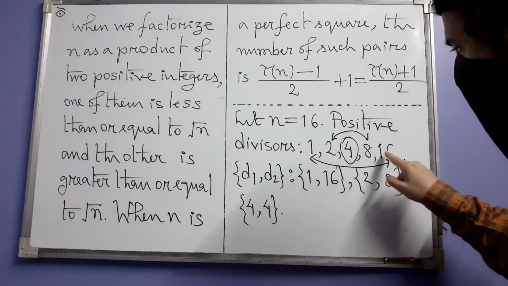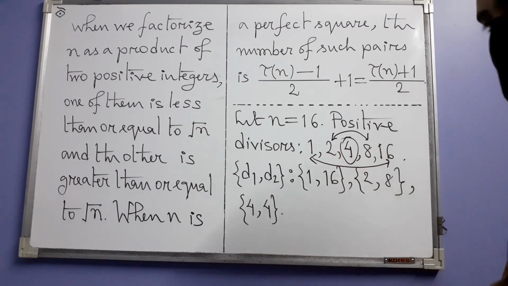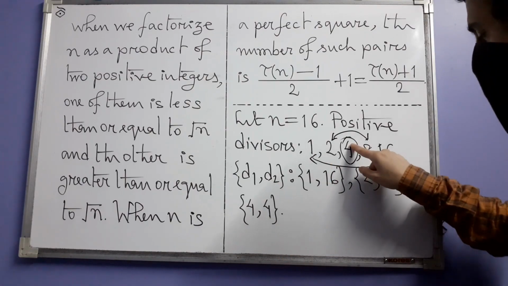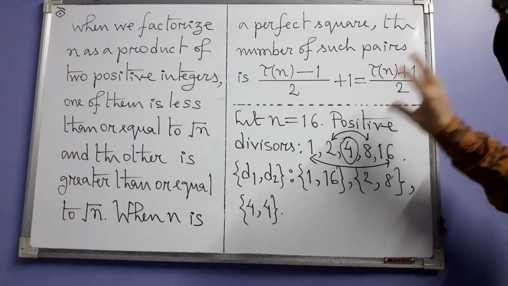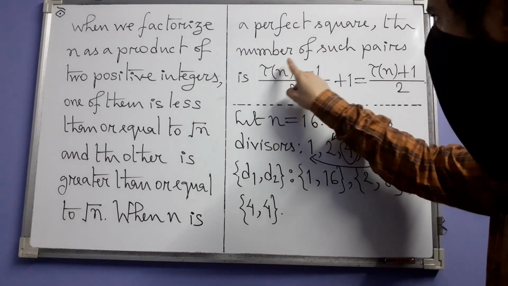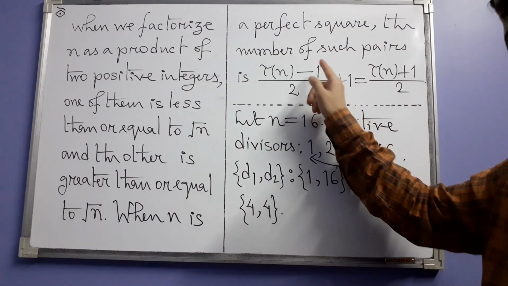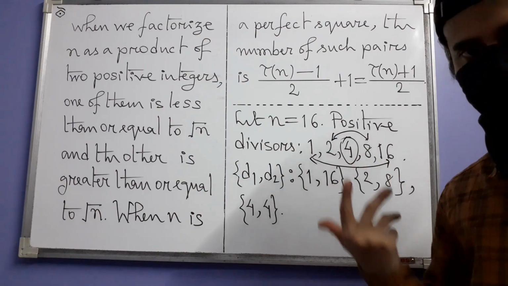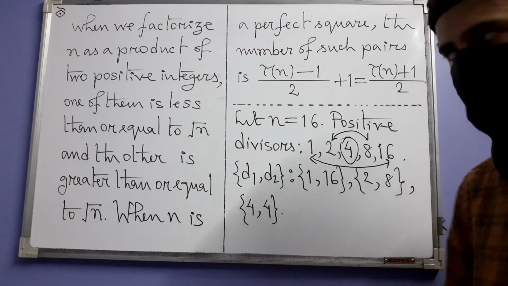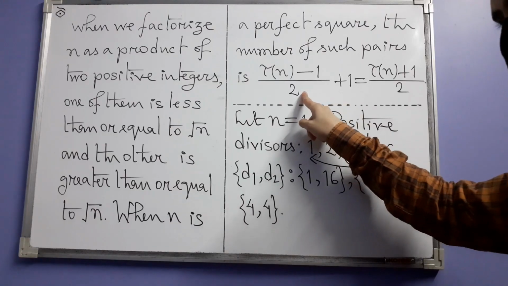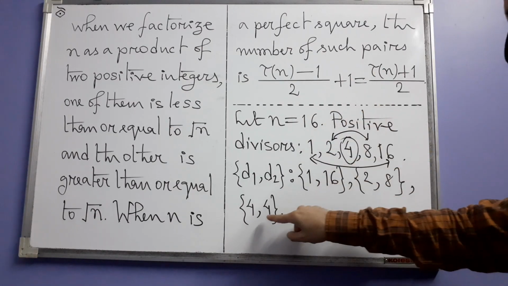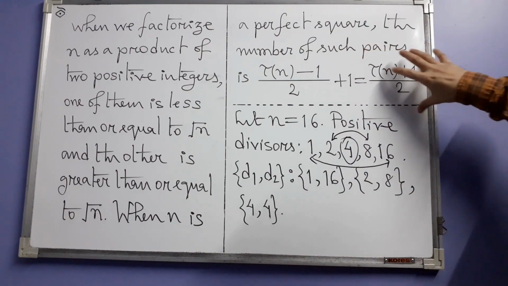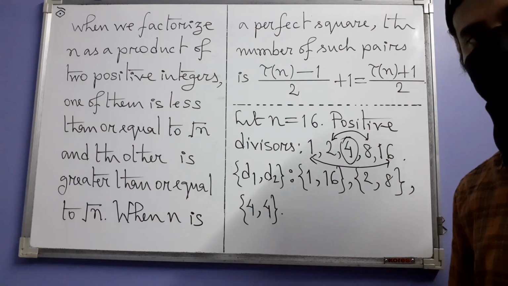Then you are having these other numbers which you can use to create pairs. The moment you leave 4 out, the number of available numbers becomes tau n minus 1. And then when you create pairs, the number of pairs will be 1/2 of the available numbers because you are creating pairs. So that is why divided by 2. However, plus 1 because that lone number creates its own pair. So that way you get this many such pairs.